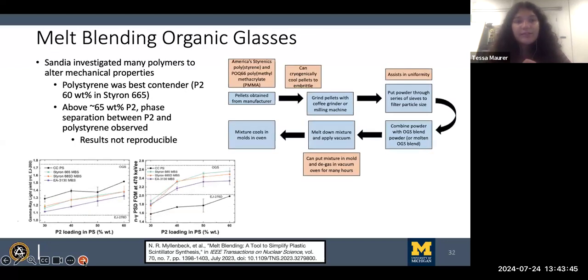This details some of the melt blending work done by Millenbeck, who's a chemist at Sandia and has been very involved with the OGS project. The summary here is that he found polystyrene was really good to add into the organic glass. With P2 being loaded at about 60% by weight into Styron 665, which was this particular polystyrene, he found we were getting performance close to what the OGS does alone. So it wasn't degrading properties badly at all. Very encouraging, because this is really going to affect our mechanical properties.